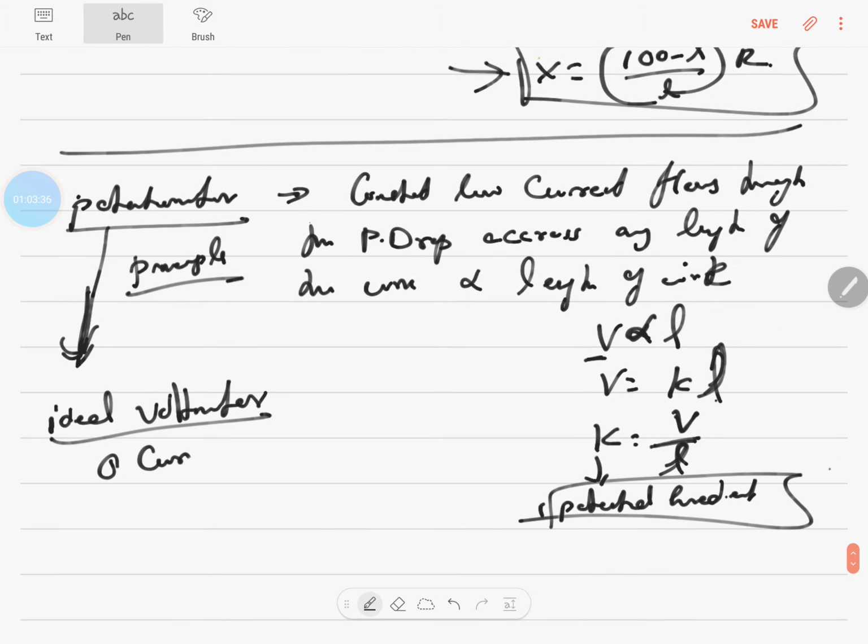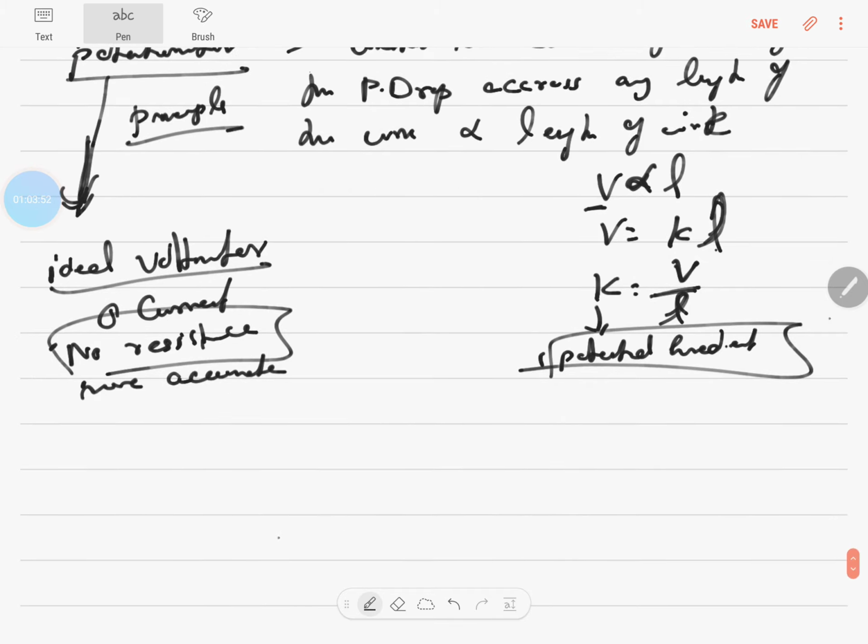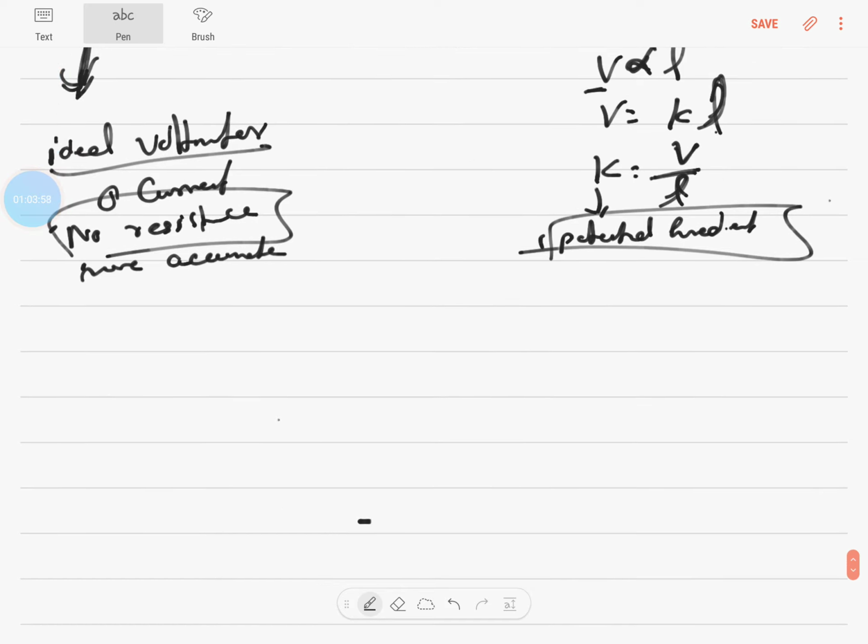Since we are working on zero current in the circuit, no resistance will even come into play. Absolutely no resistance will come into play, and so we get a more accurate value. So that is why a potentiometer is called an ideal voltmeter. So again, it's zero current. So let's see what is the construction and working of a potentiometer.